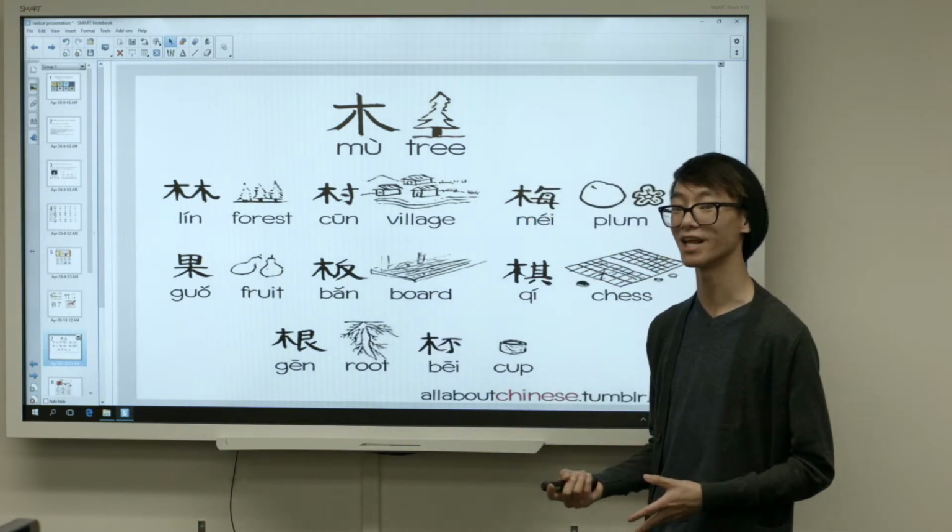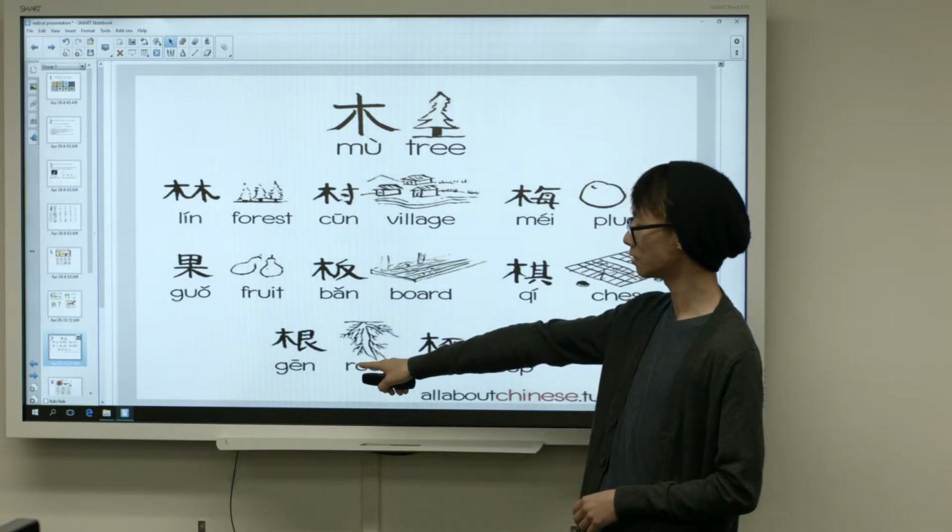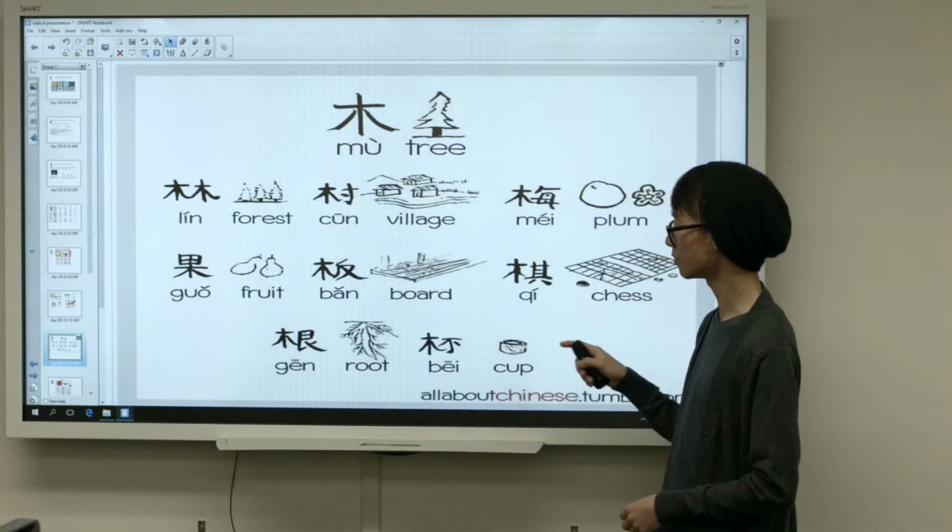板, which means board or plank. 棋, which means chess. 根, which is root. 杯, which is cup.